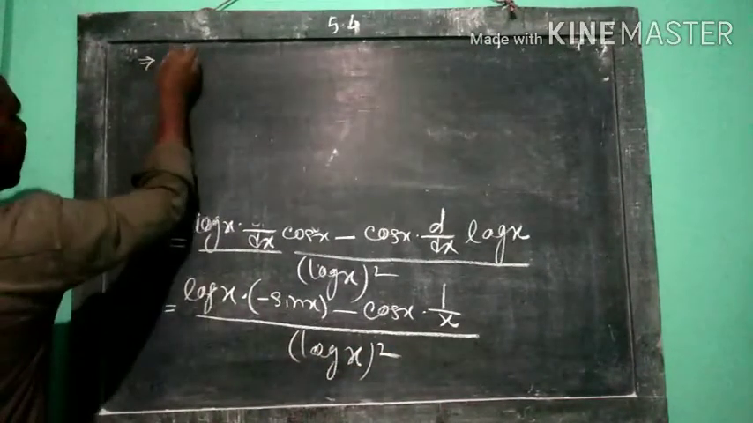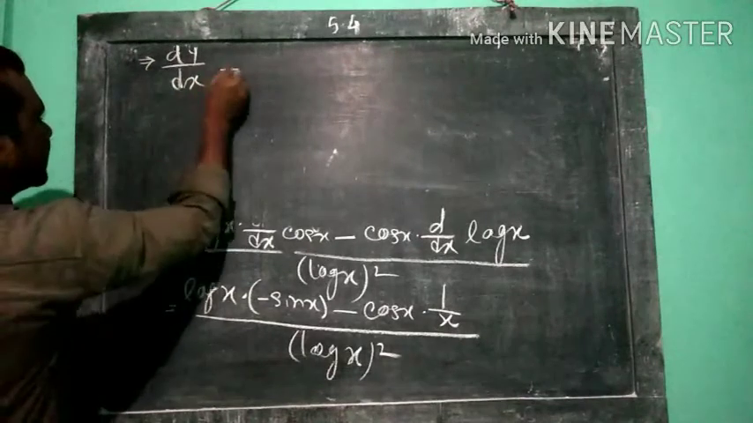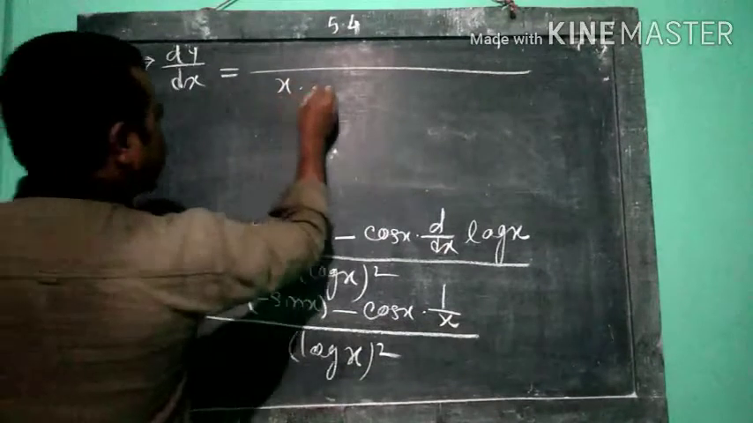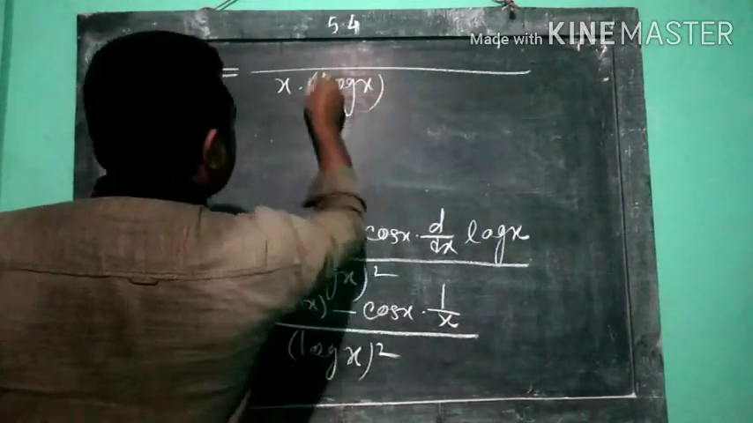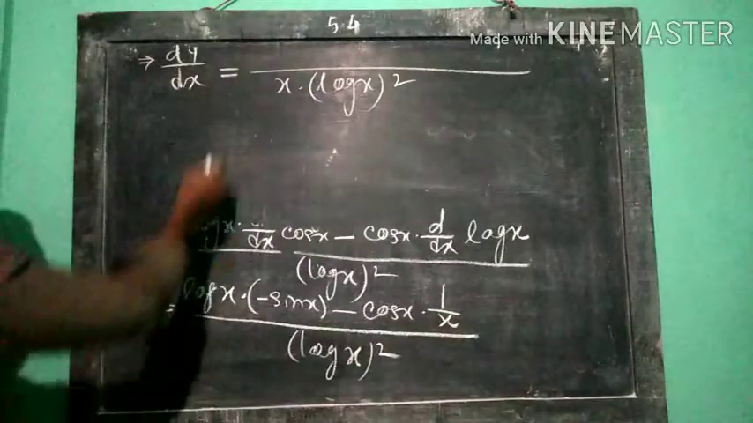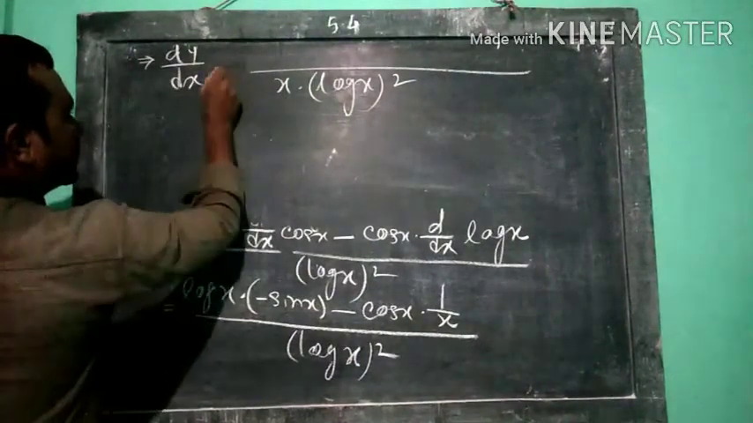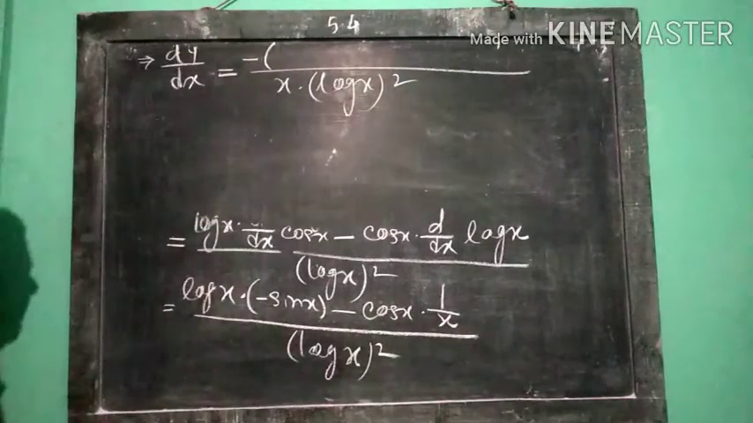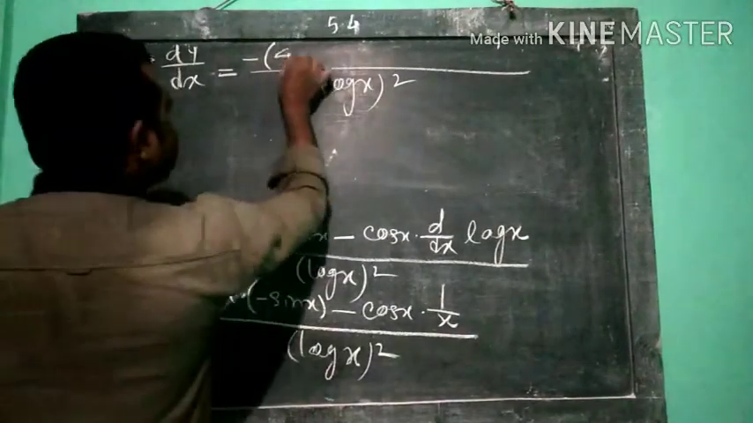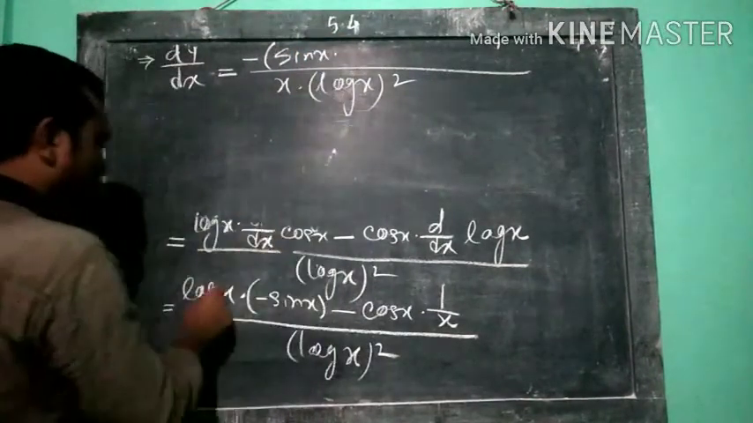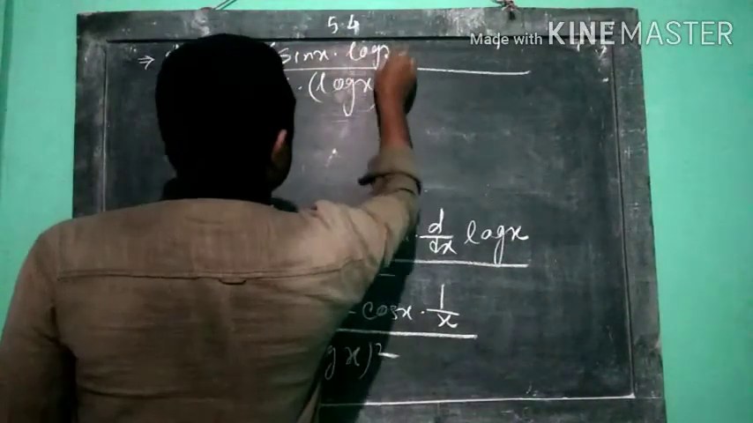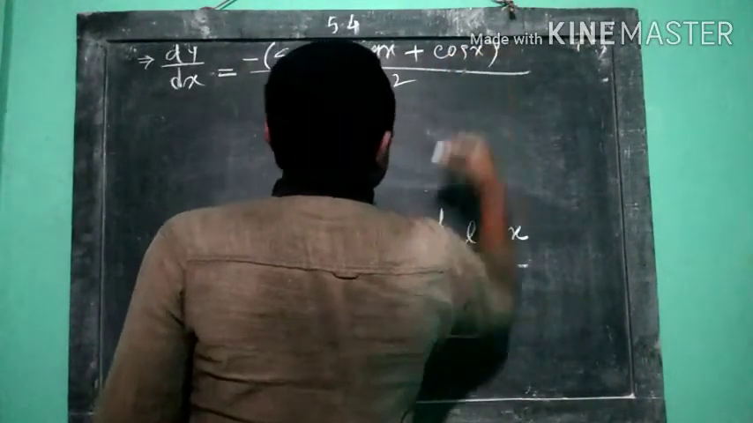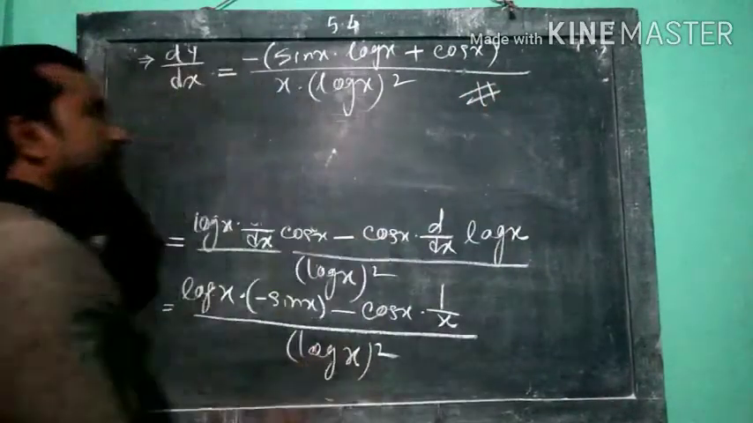That implies dy/dx is equal to, over x into log x whole square, minus. Taking minus common, use a bracket here. Then this is sin x into log x plus cos x. Okay, this is the final answer.